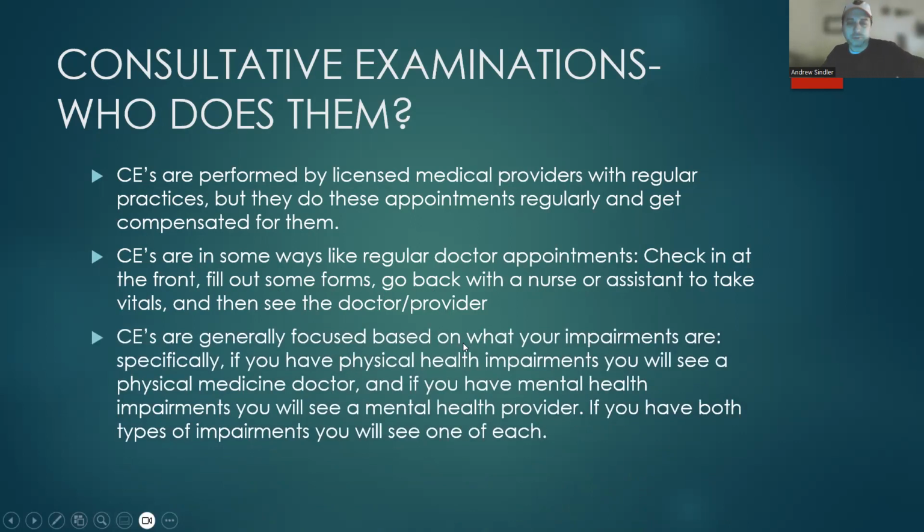Now, the CEs are generally focused based on what your impairments are. Specifically, if you have physical health impairments, you're going to see some type of physical medicine doctor, and it could be a specialist in an area that you might need given your impairments. If you have mental health impairments, you'll see a mental health provider, which again could end up being an actual MD psychiatrist, or it could be a PhD or master's psychologist or counselor. And if you have both types of impairments, you might very well see one of each. I've seen many cases, many of my current clients, where they are actually seen by both on different dates. They might be close together, but they're different and they're independent of each other.